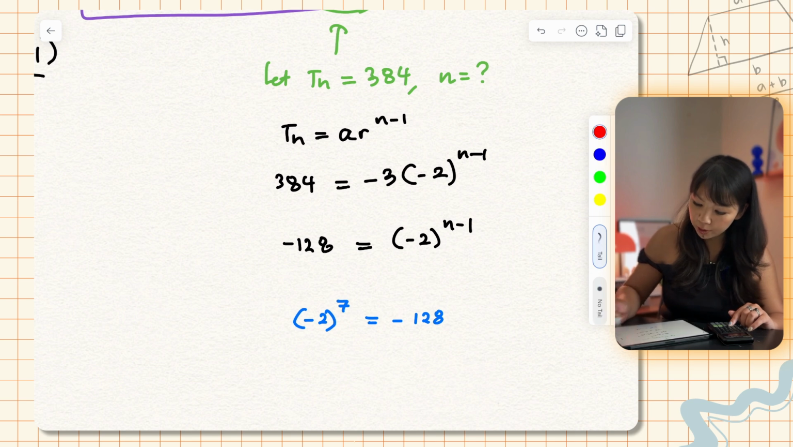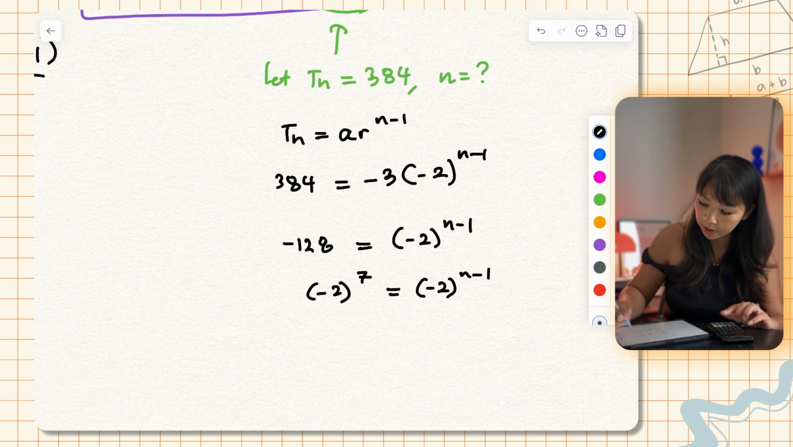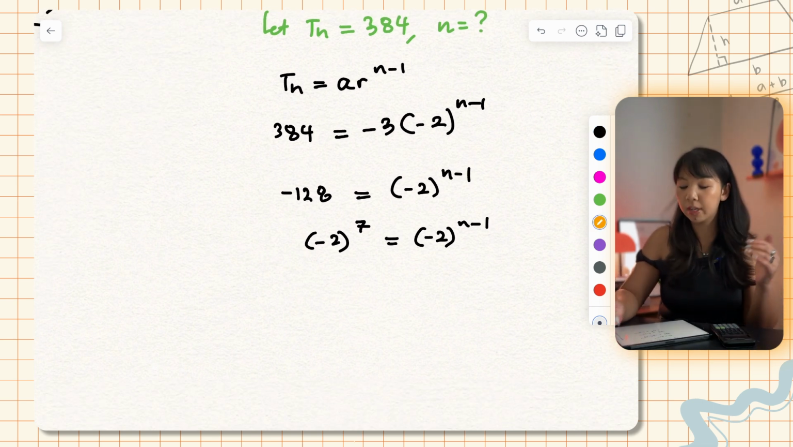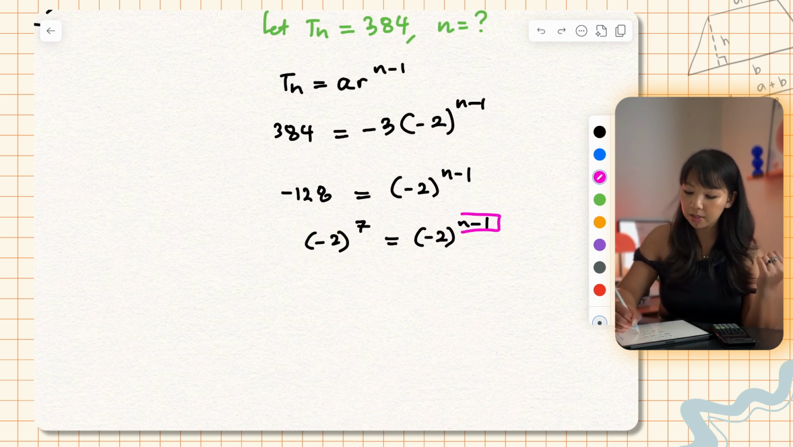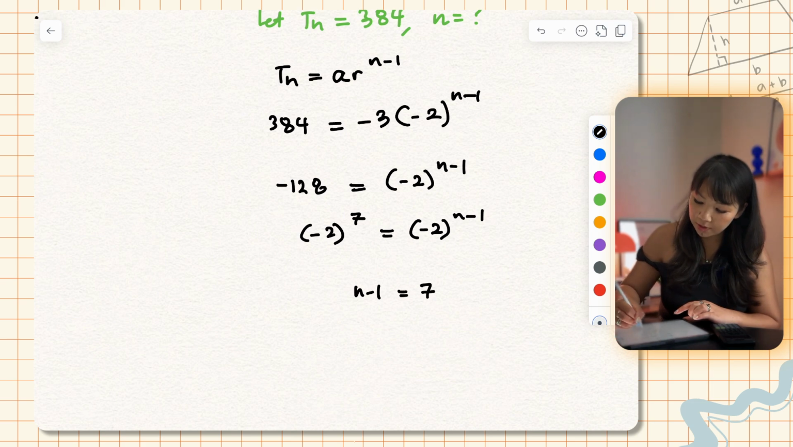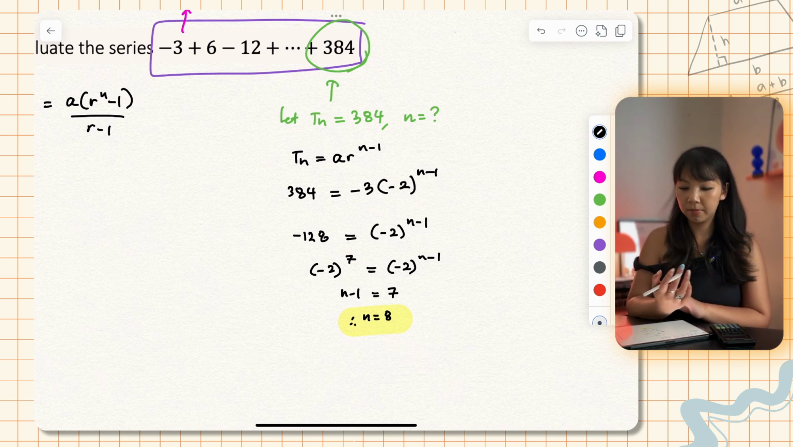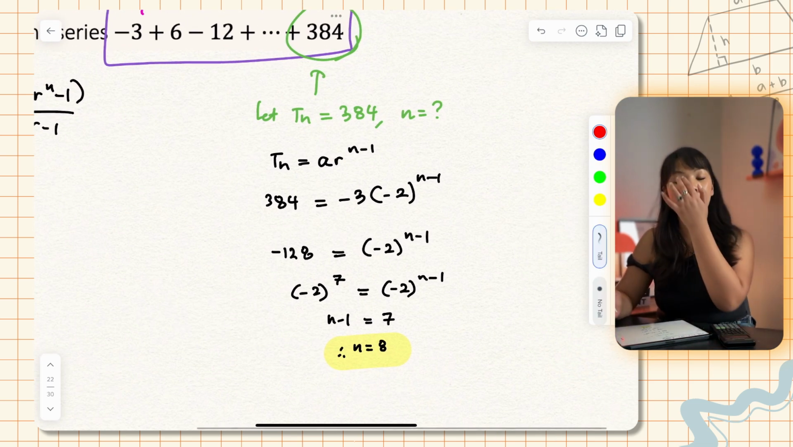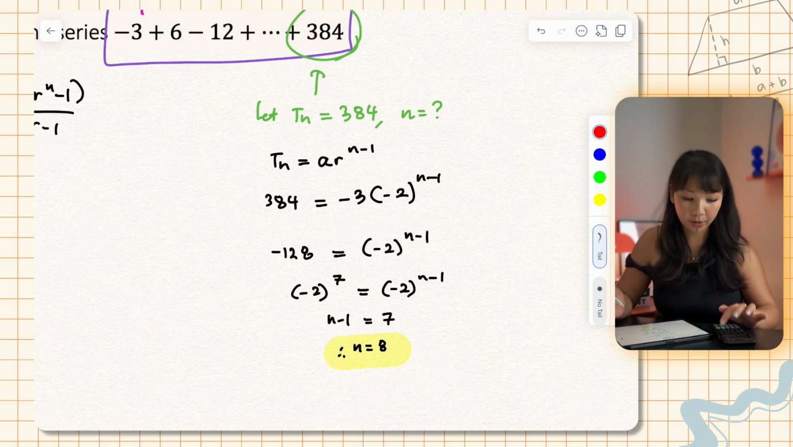So I'm going to then rewrite this in terms of a base of negative 2. So this becomes negative 2 to the power of 7 equals to negative 2 to the power of n minus 1. And then now that this is written in the same form, we have the same base, which means that the powers must be equal to each other. So we get n minus 1 equals to 7 or n equals to 8. Beautiful. So that would be our next line of action if we can't take the log of a negative. Okay.